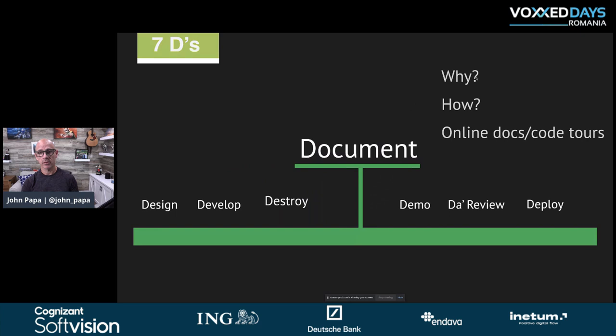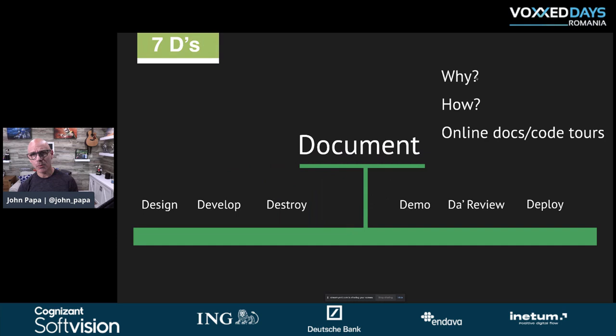Then document it. You want to document the why. Why does it work the way it does? Why is this strange if statement in here? Why is this particular condition in this code? And then how should somebody be reading through this? How do they get started? How do they use this? And then, of course, online docs and code tours are a great way to document. Readmes, changelogs, code tours.